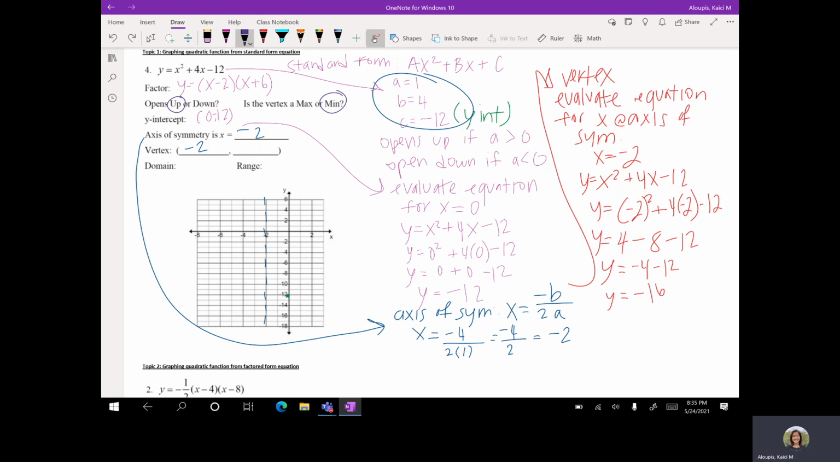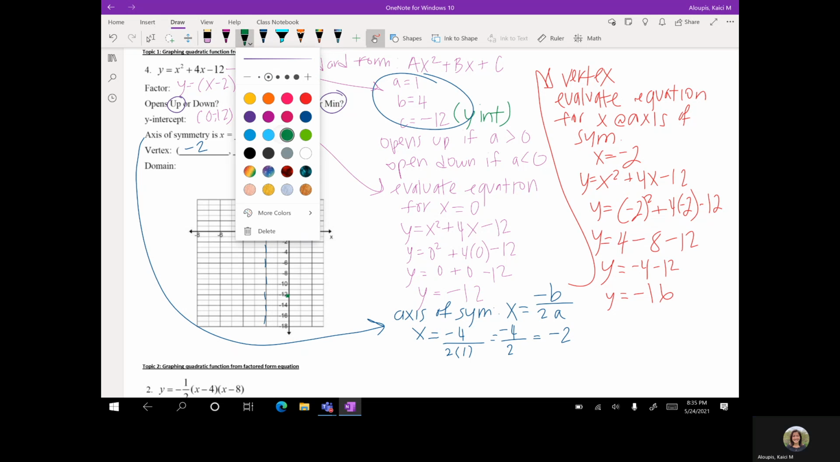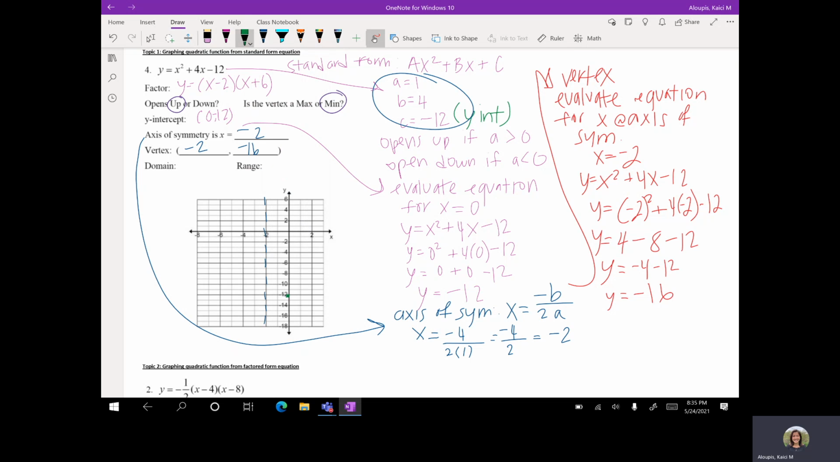Negative 16. So negative 2 comma negative 16. Let's go ahead and plot that on our graph as well. We'll use the green. So a negative 2 on our axis of symmetry, no surprise there, comma negative 16 for that y value.